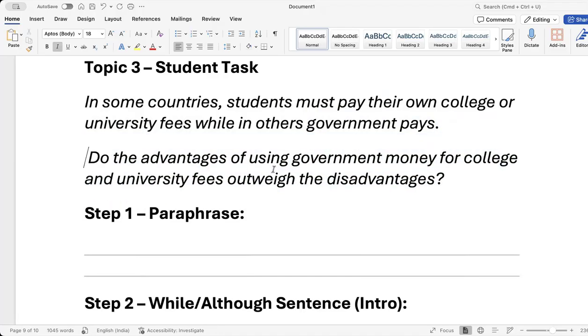Do the advantages of using government money for college and university fees outweigh the disadvantages? Here, if it was students paying, I would have written the advantages and disadvantages of students paying. But the question is about government paying, so we'll answer that. We'll not talk about students paying.